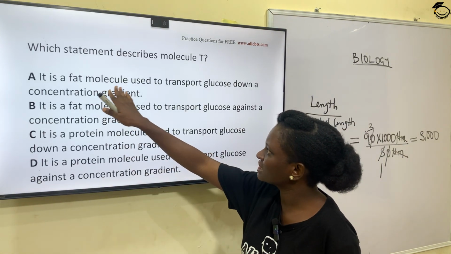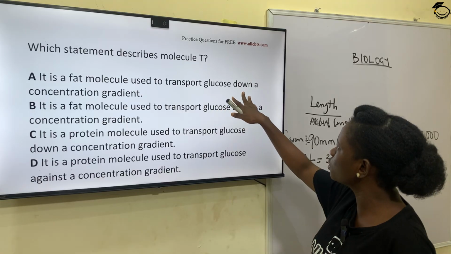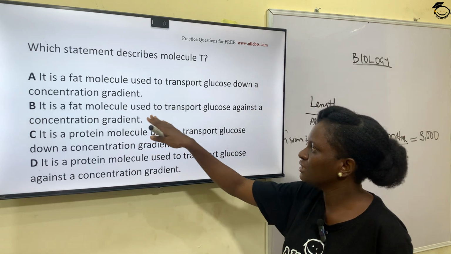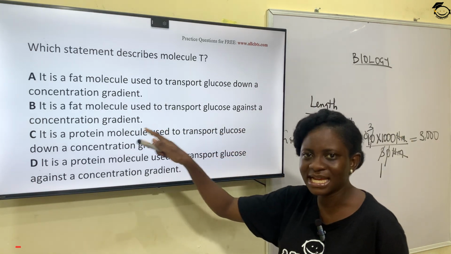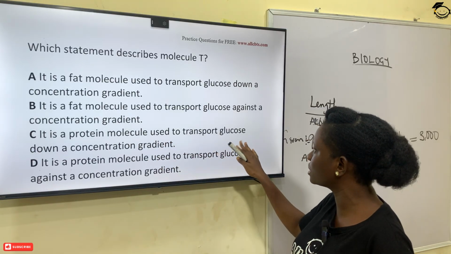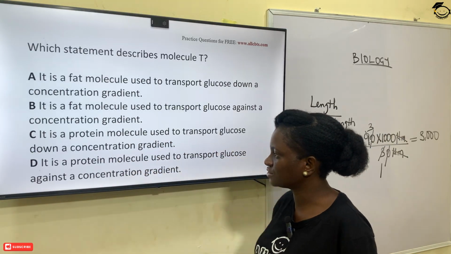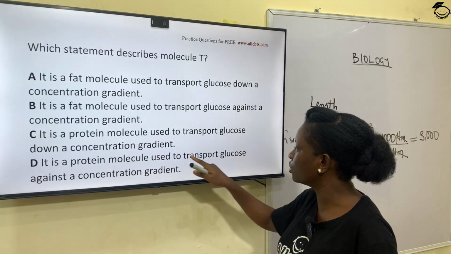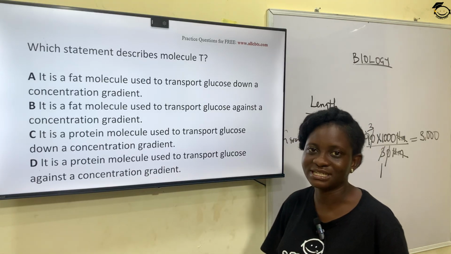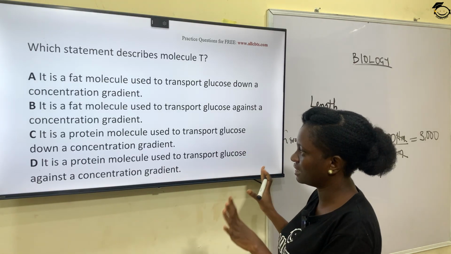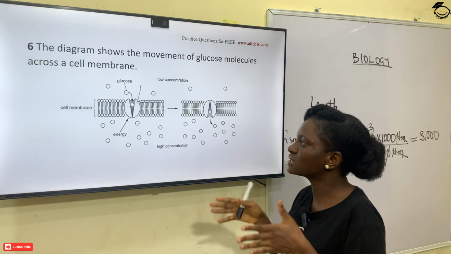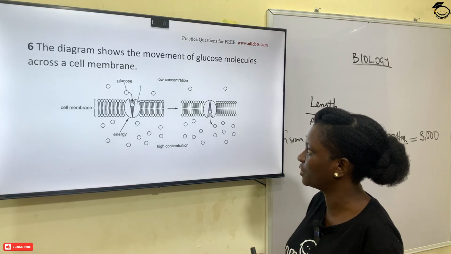You see, A: it is a fat molecule used to transport glucose down a concentration gradient. B: it is a fat molecule used to transport glucose against a concentration gradient. C: it is a protein molecule used to transport glucose down a concentration gradient. D: it is a protein molecule used to transport glucose against a concentration gradient. So let's look at the diagram again to see which answers the question correctly.